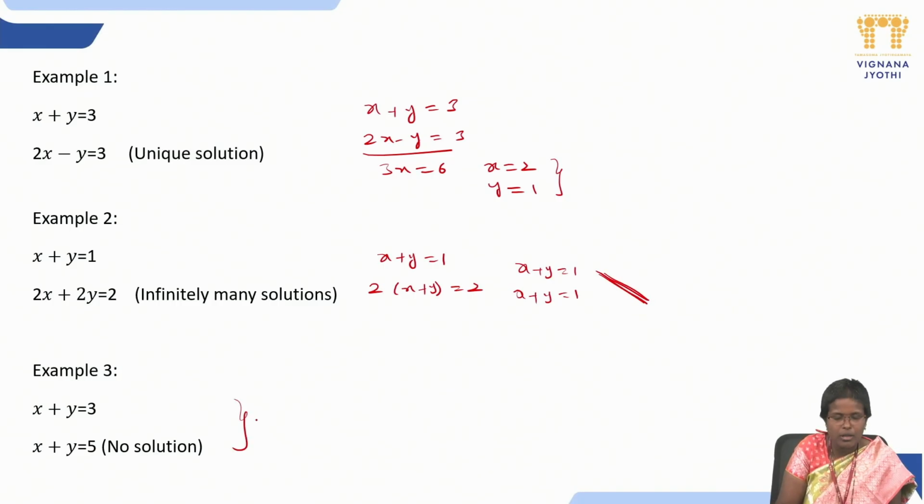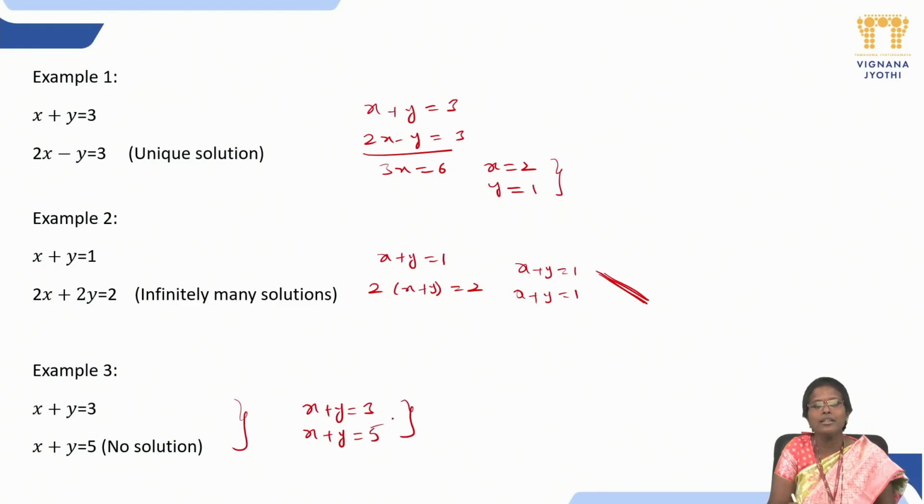If we come across this example, x plus y equals 3 and x plus y equals 5, we don't get any solution, since no x value and y value can satisfy both equations. So in this case, we get no solution. So we have seen here no solution, infinite solutions and unique solution.